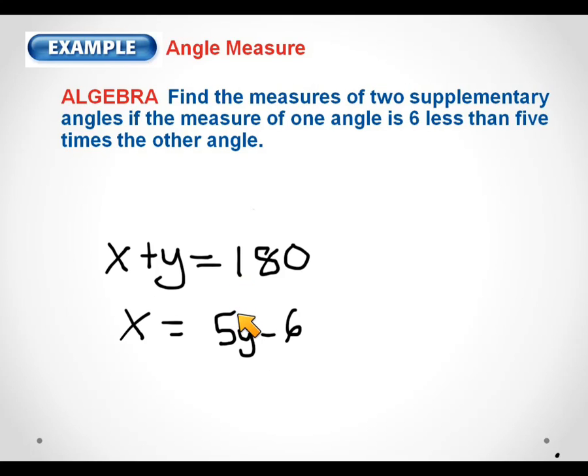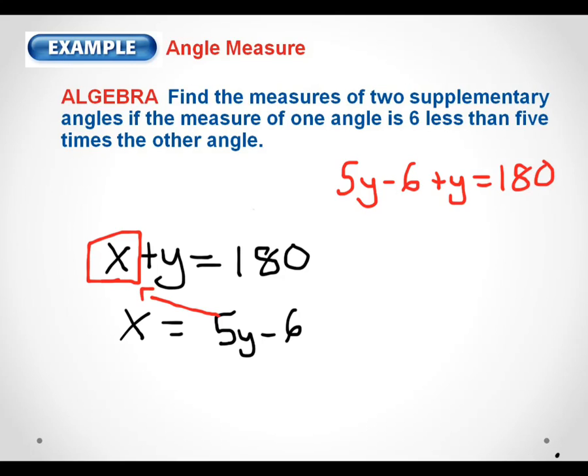Now that I have two equations, I can solve for one of the variables. You either learned elimination or substitution, but remember this one is probably easier doing substitution. Since x is equal to 5y minus 6, I can replace this x. What would I replace it with? I would replace it with this, right? Because that's what x is equal to, 5y minus 6. I'll take this and plug it in right there. So I get 5y minus 6 plus y equals 180. Now I have an equation in one variable that I can solve.